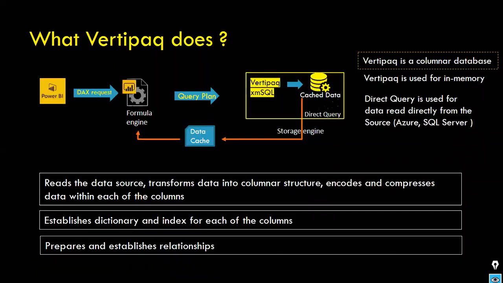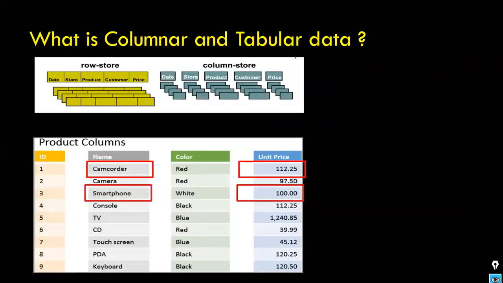Now we will understand, when I discussed the VertiPaq or xVelocity, it performs 4 tasks. First, it converts your tabular data into columnar data. Why does it have to convert the tabular data into columnar data? First, let us understand that. This is your row store and this is your column store. Let's say you stored data in a table.